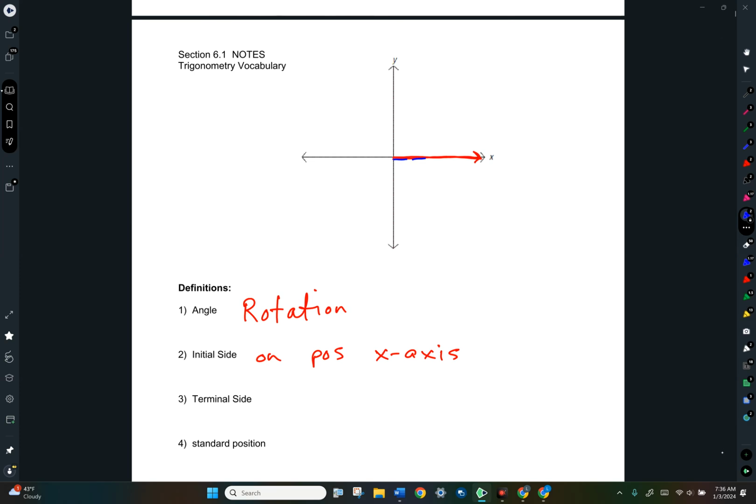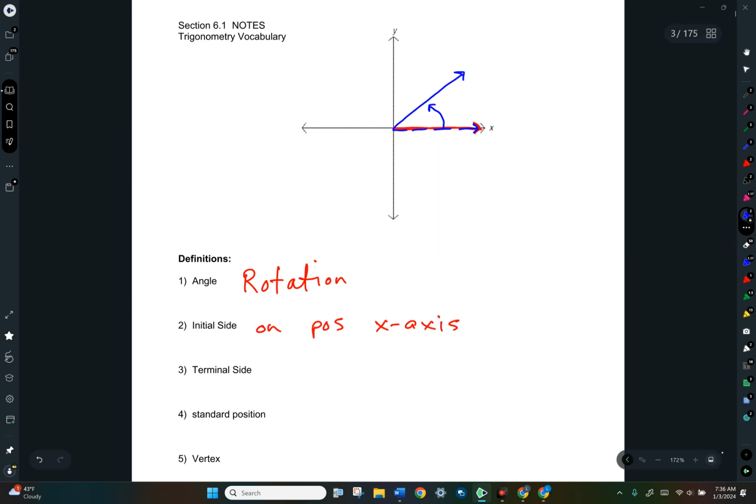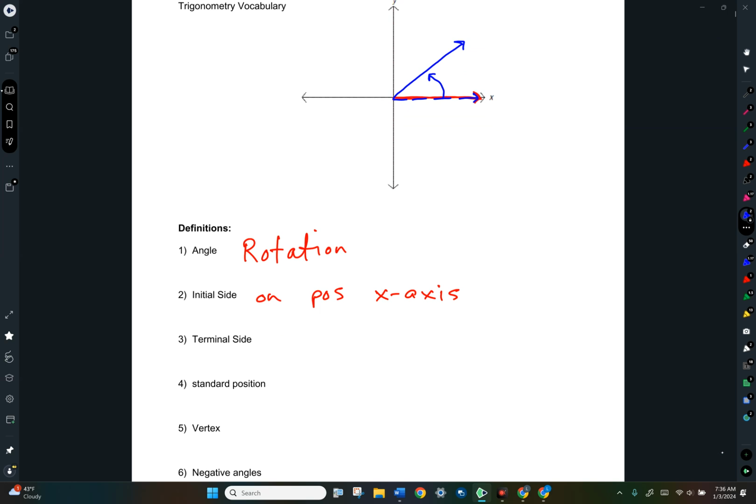right here at the same place, but then that terminal side will start to rotate, and if it rotates this direction, so let's say it rotates and lands right there, then we would say that that's a positive angle. So the terminal side is the side that rotates.